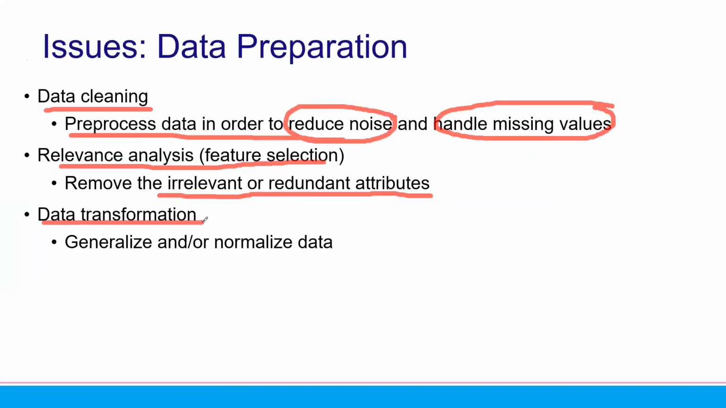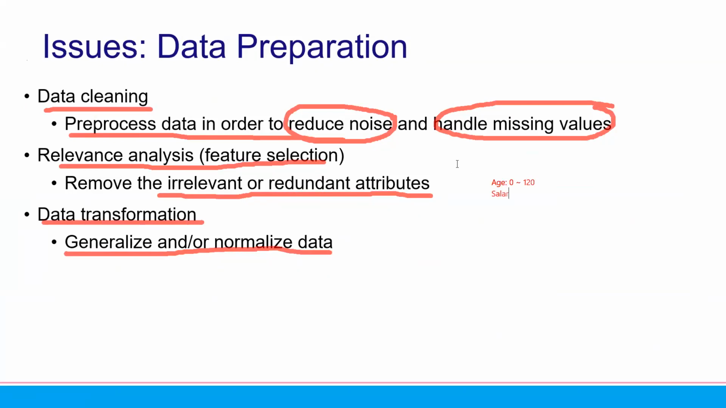We need to transform the data, so to generalize or normalize the data. For example, we have the attribute age. Okay. The attribute age is a number. Usually it is a number from 0 until a particular number. Let's say the oldest human in the world now is maybe 120 years. Okay, this is the maximum.